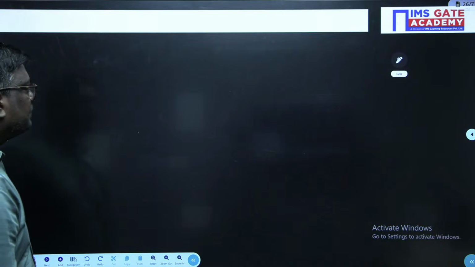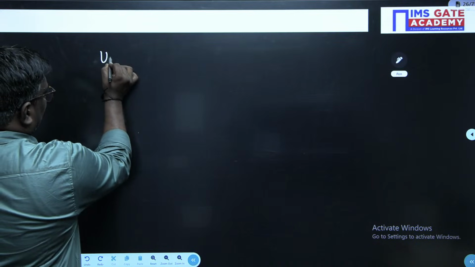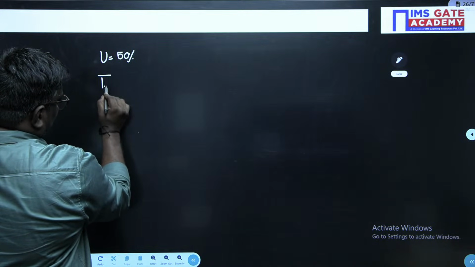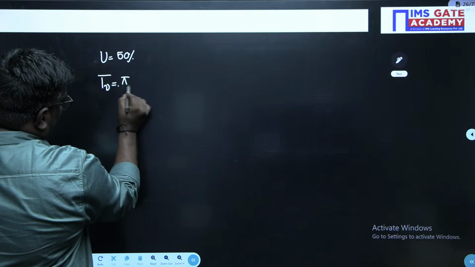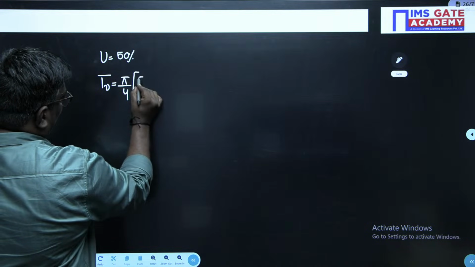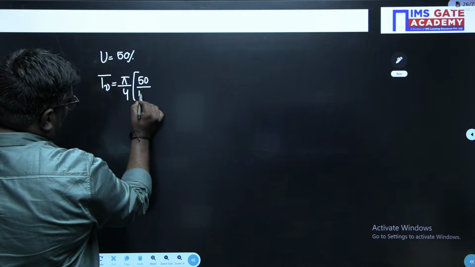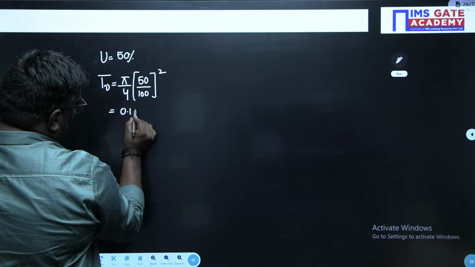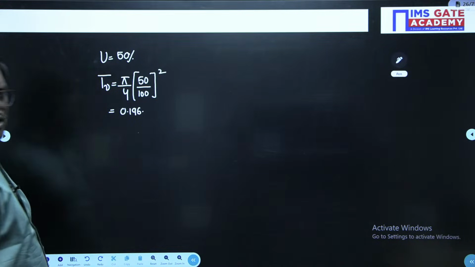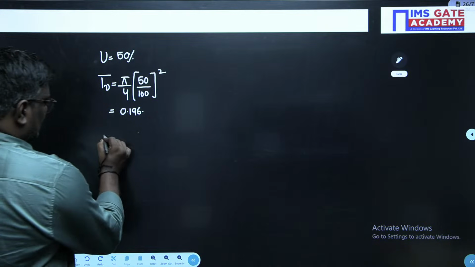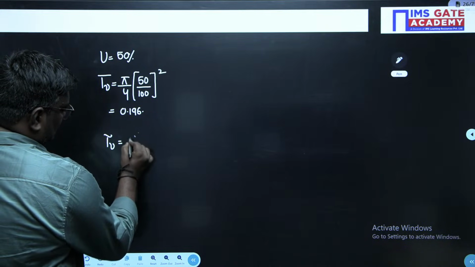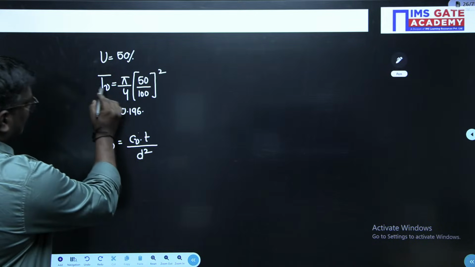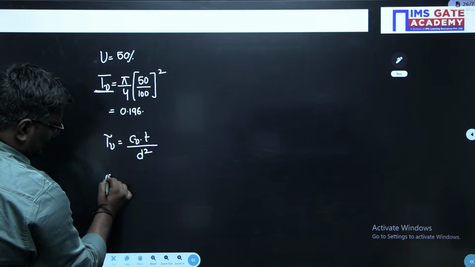Now see, here in the question, they have given degree of consolidation is 50%. So the time factor can be written as pi by 4 into (50 by 100) whole square. If you solve this, you will get a value of around 0.196. Now you know time factor Tv is equal to Cv t upon d square. So time factor at 50% is 0.196.